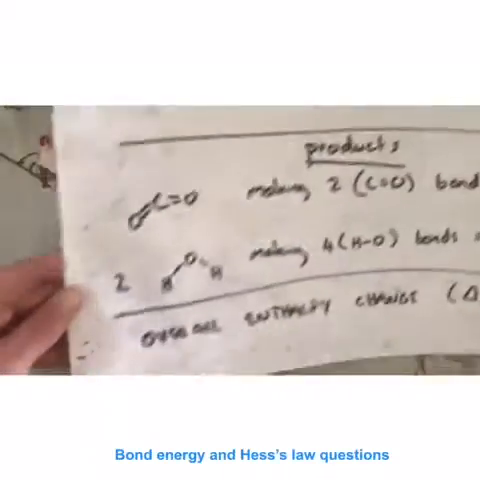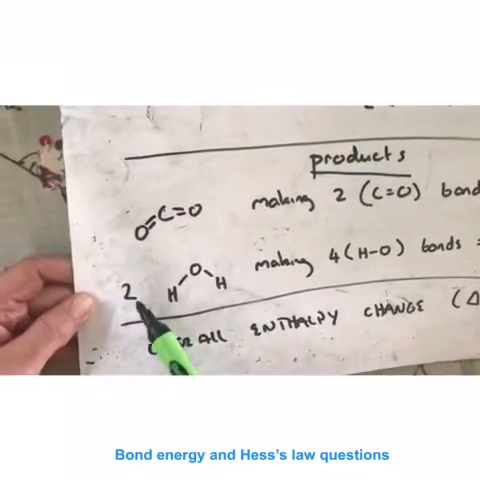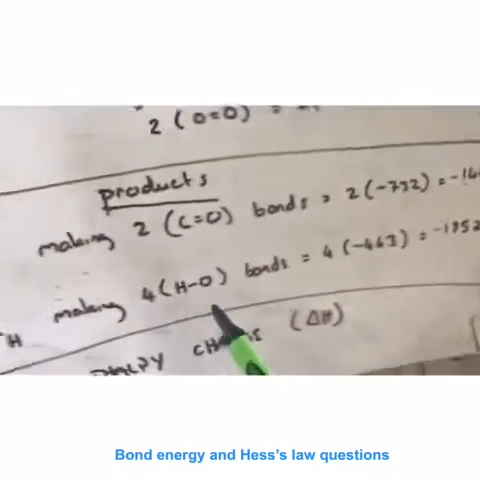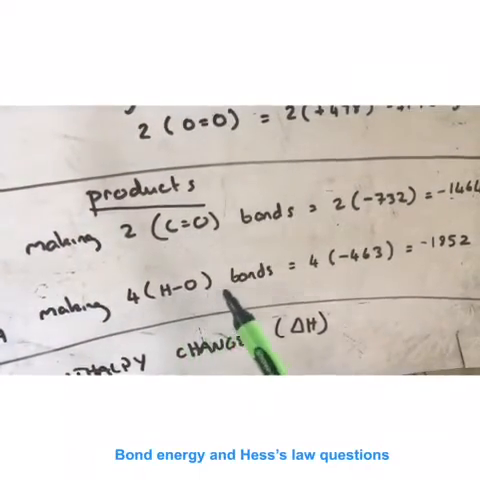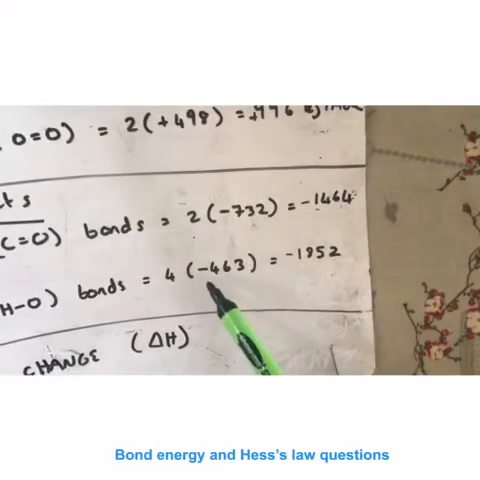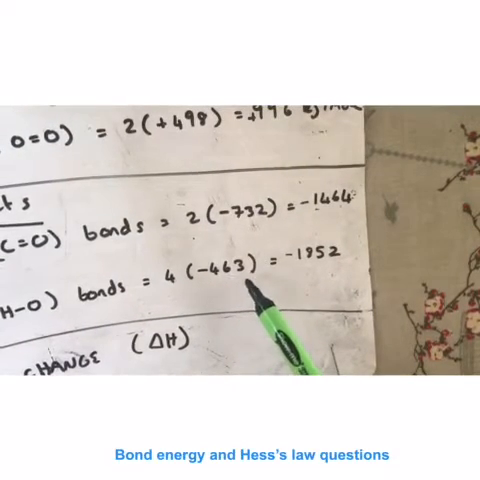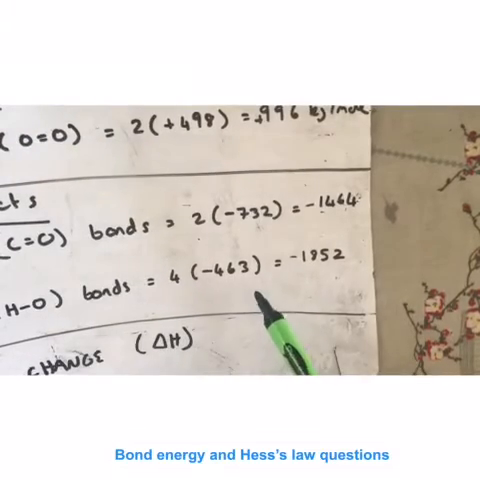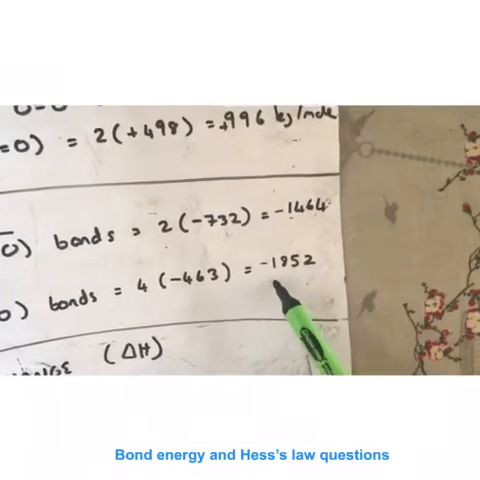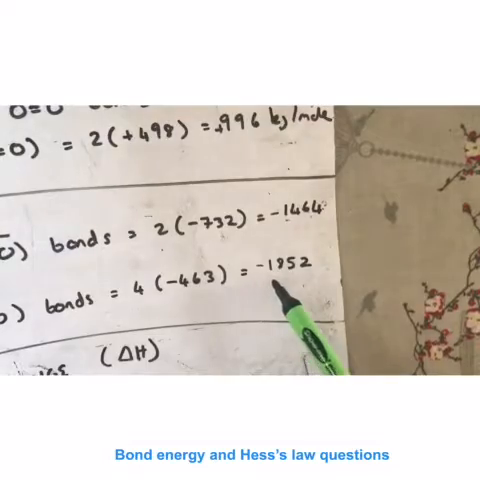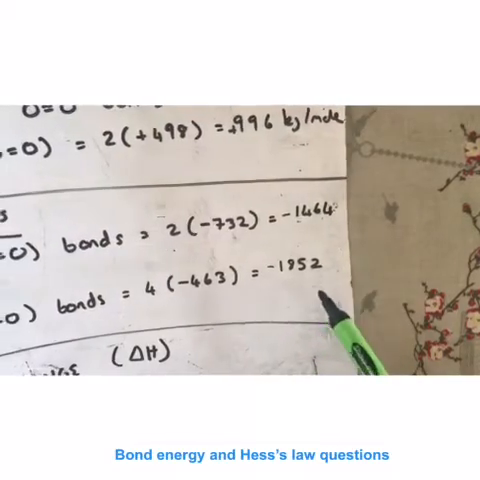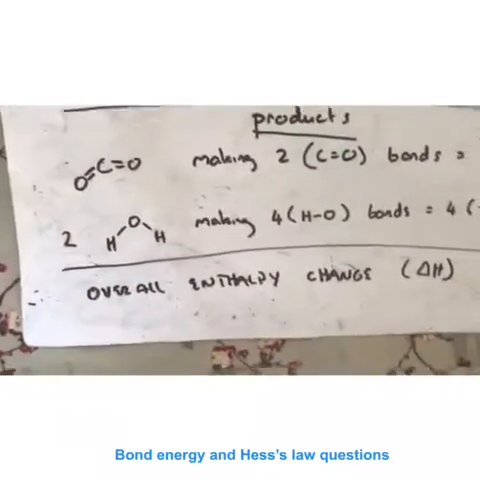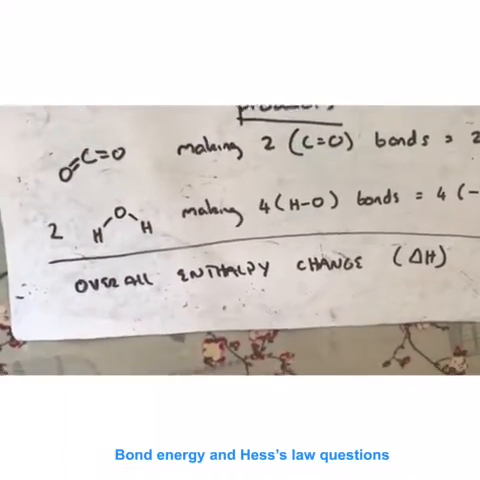And then we're also making 2 water molecules. So that means we've got 1, 2, 3, 4 HO bonds, okay? So 4 multiplied by minus 463, that was given at the start of the question. It's minus because we're making the bonds, so therefore it's an exothermic reaction. So the overall heat change for this is minus 1852.